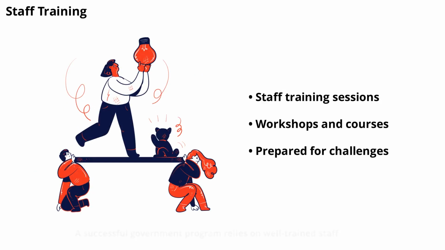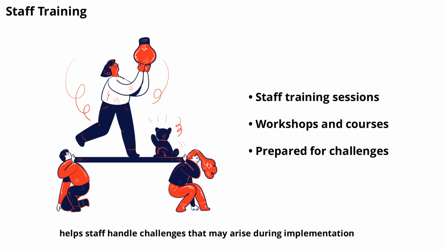A successful government program relies on well-trained staff. Training sessions are organized to ensure that everyone understands the program's goals, procedures, and expectations. This may involve workshops, online courses, or hands-on practice. Proper training not only boosts efficiency, but also helps staff handle challenges that may arise during implementation. Investing in people is a key part of any program's success.